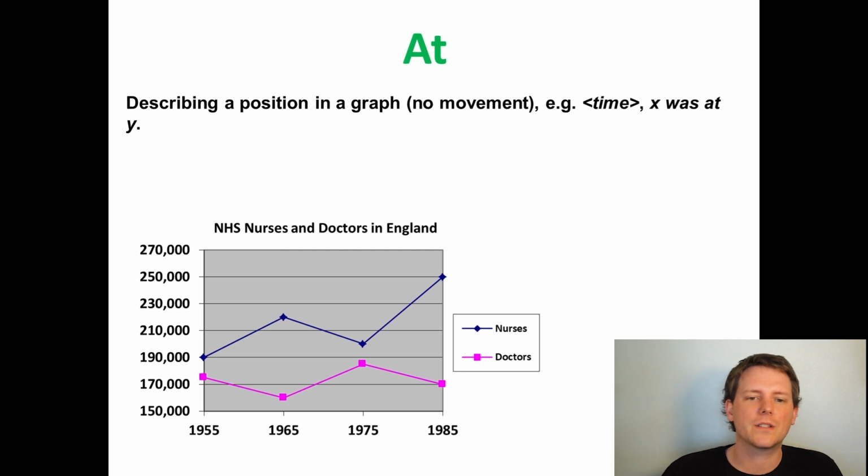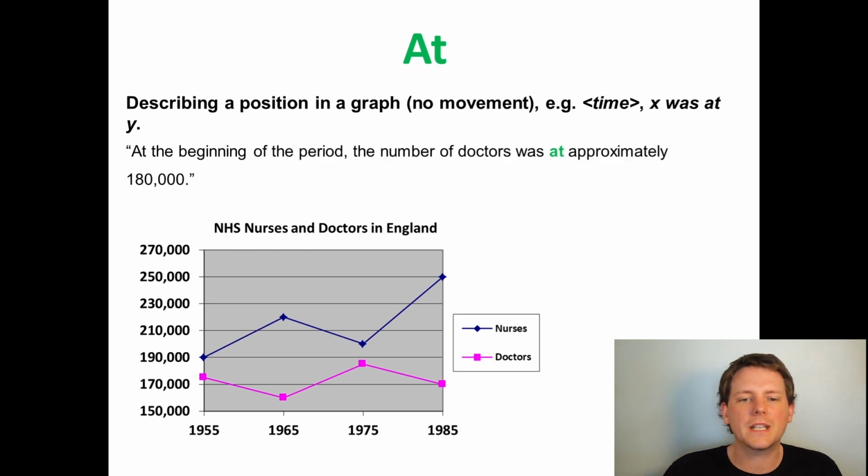Next, preposition "at", describing a position in a graph, no movement. For example, a time phrase, X was at Y. At the beginning of the period, the number of doctors was at approximately 180,000. So, we look at the beginning, 1955, doctors, right, about 180,000. So notice that "at" can only be used for describing what the number is at a specific time. You can't use it with increase or decrease or some change happening. It's only what the number is at a date, and that's all.